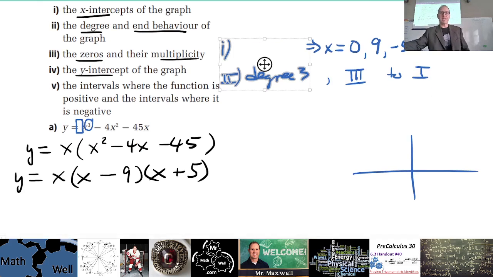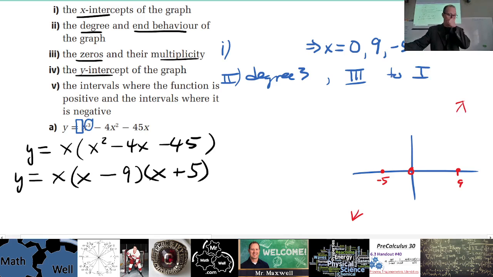So if we're sketching this, 0, 9, and negative 5 are the x-intercepts. So there's one there, there's one over here at 9, and negative 5 over here. And we're starting in 3 and ending in 1. It doesn't say to graph, I guess, but to sketch it, this is what it's going to look like. All right, what else?